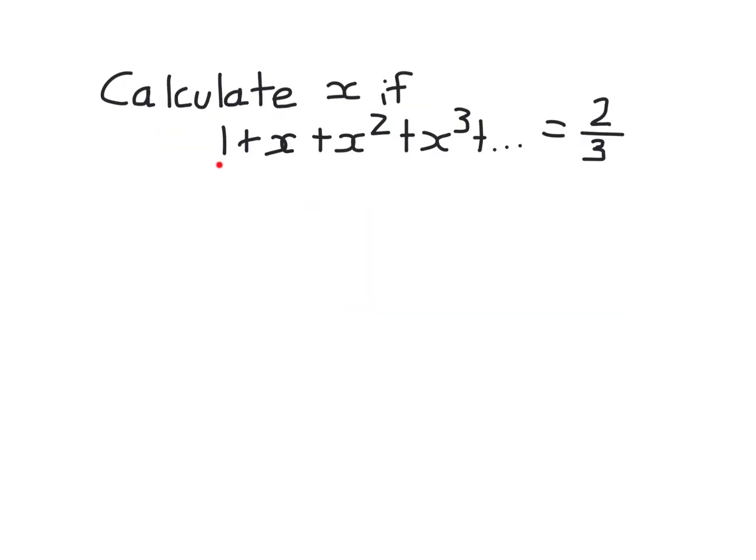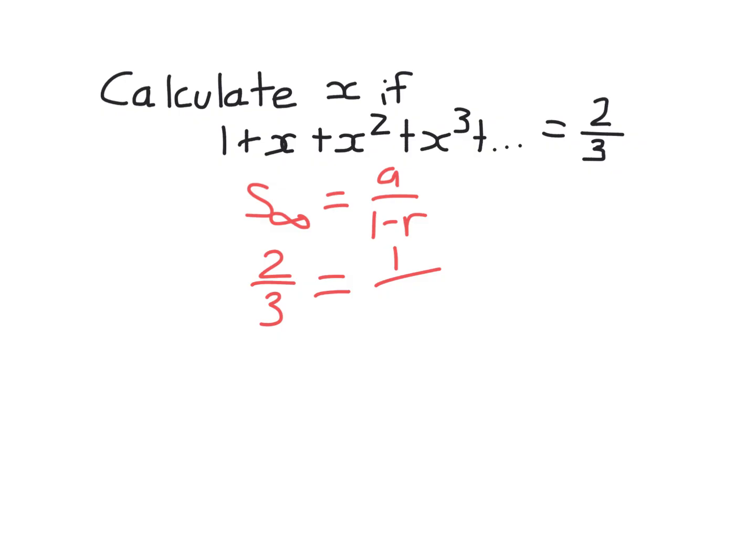So we're going to calculate x if 1 plus x plus x squared and so on is equal to 2/3. So here, because we're adding infinitely many terms, and because this is a geometric sequence, we can use our formula S infinity equals a over 1 minus r. So notice that in this case, the limiting sum is 2/3. A is clearly 1, that's the first term, but r, the common ratio, is x. X divided by 1, x squared divided by x, x cubed divided by x squared. This is a geometric series because we're multiplying each term by the same amount, in this case x.